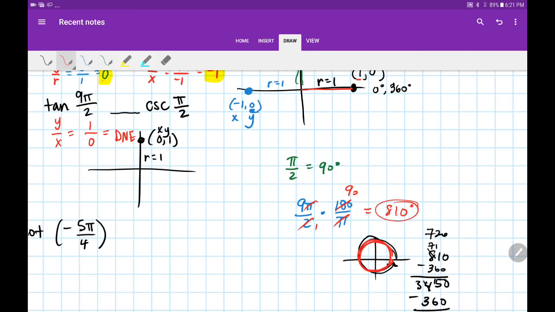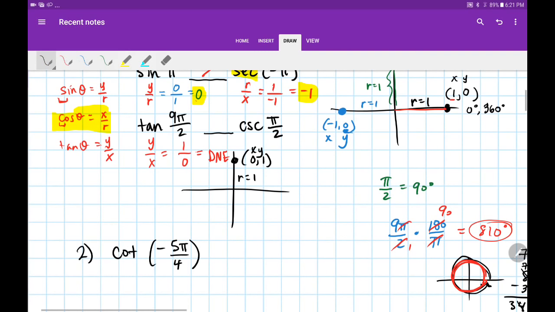That's interesting. Let's see what we get when we do cosecant of pi over 2. Cosecant, since it starts with a co, is going to be the reciprocal of sine theta. So instead of y over r, we're dealing with r over y.